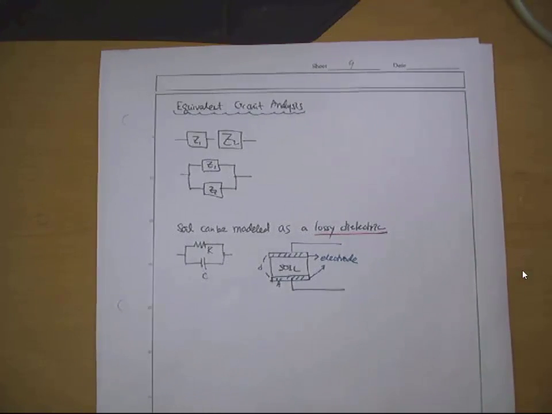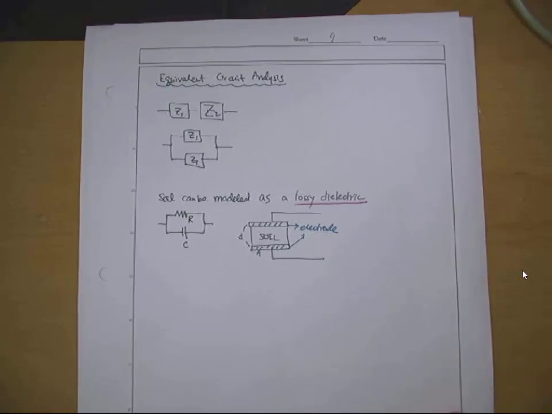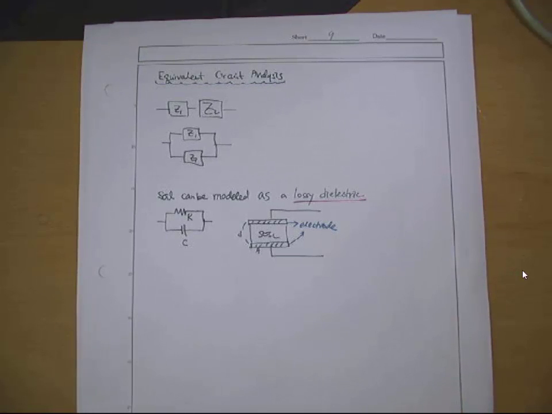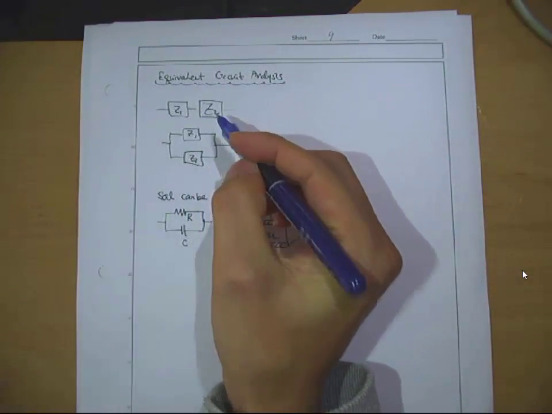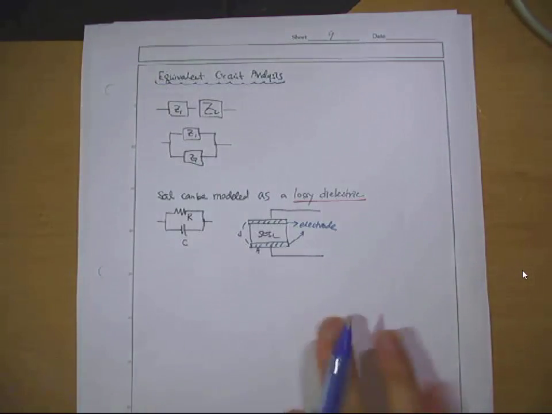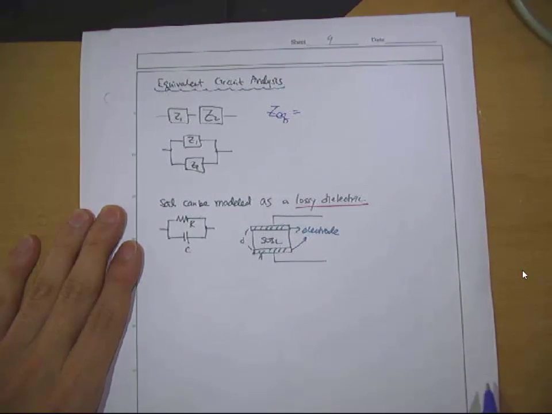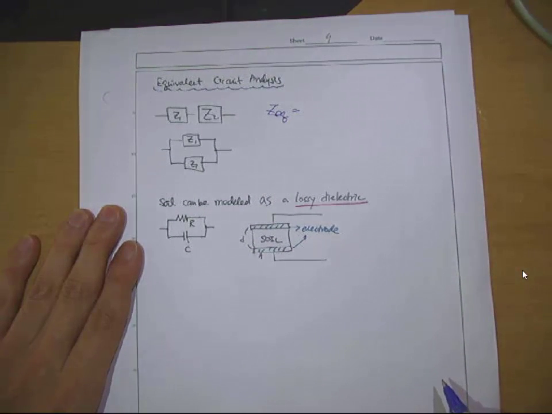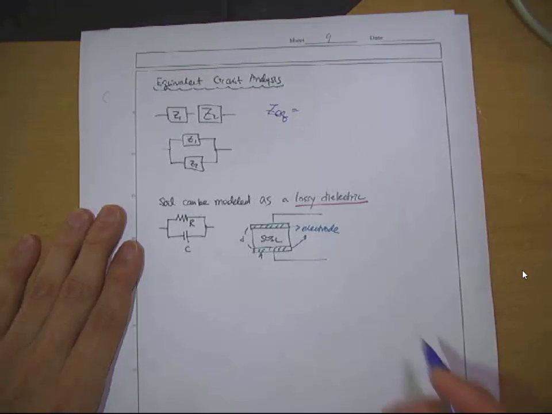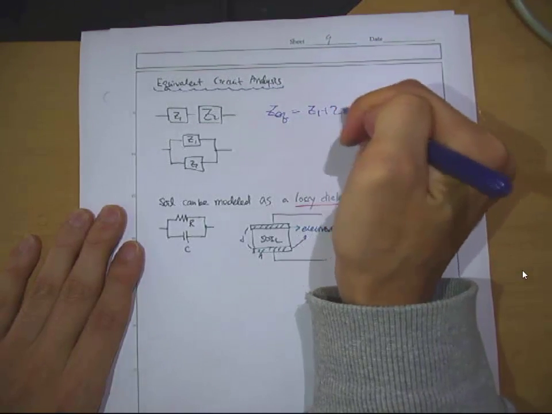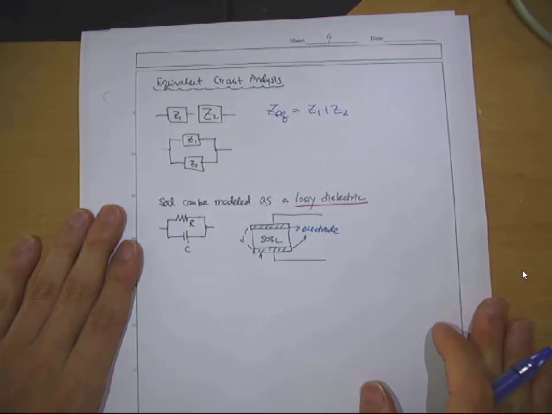So today we'll model the soil as a lossy dielectric with a resistor and a capacitor. Before that, when you have two circuit elements in series like this, the one at the top, what will be the equivalent impedance? Because it's in series, you can just add up, right? The sum of Z1 and Z2 will be the equivalent impedance of this circuit.